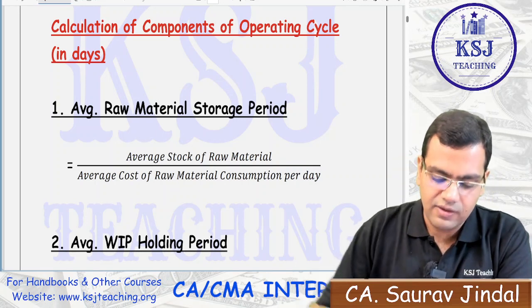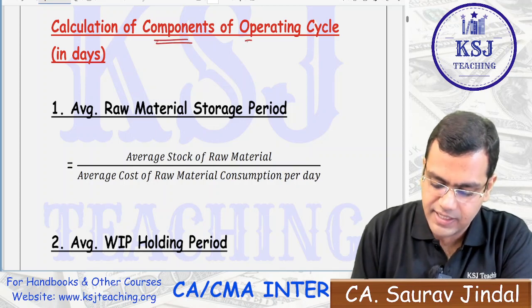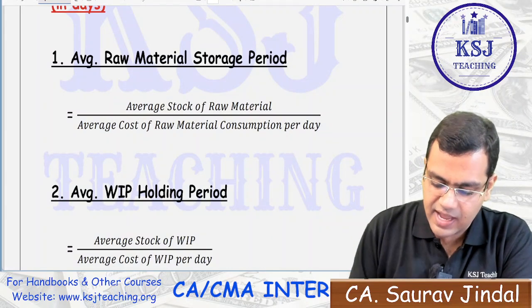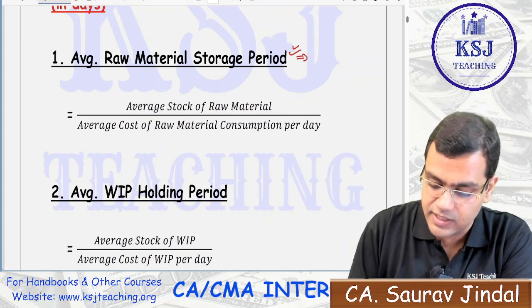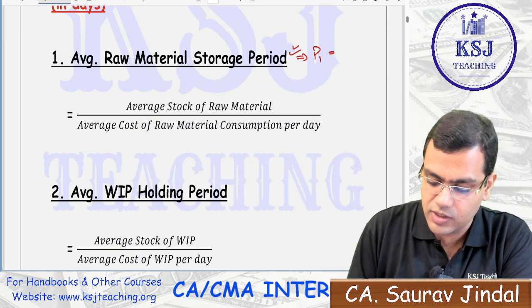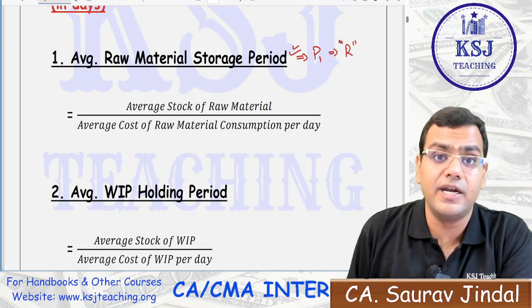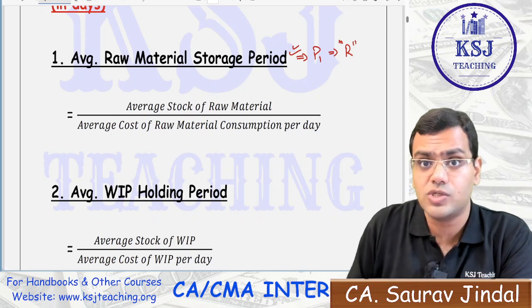Okay, so now quickly we'll go through the components of the operating cycle. The first component is the average raw material storage period. Now this period is represented by what? This is the P1, or what we call R in the operating cycle, that period during which the raw material is lying in your store, right?